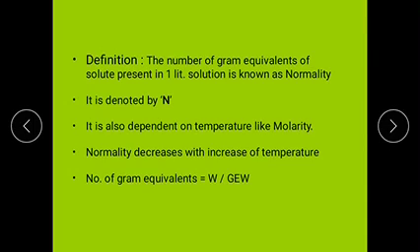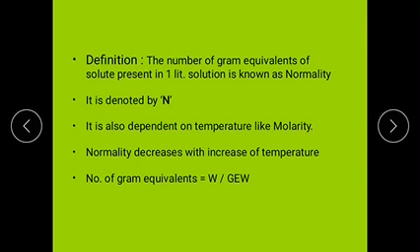Now let us see the definition. The number of gram equivalents of solute present in 1 liter of solution is known as normality. It is denoted by capital N. It is also dependent on temperature, like molarity. Normality decreases with the increasing of temperature. The number of equivalents is equal to the weight of the solute divided by the gram equivalent weight of the solute.